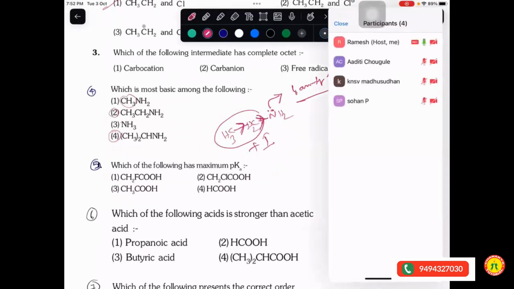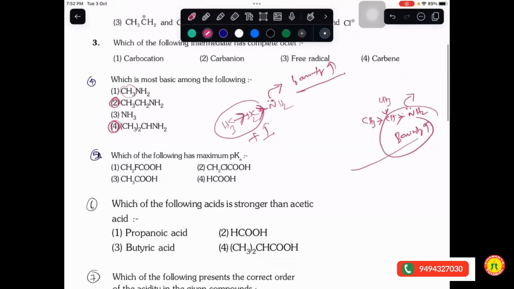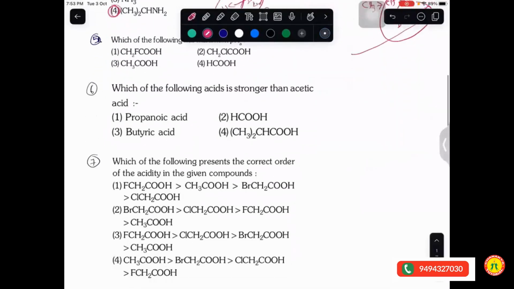Sohan, Madhusudan, good evening, everybody. Do you have any doubts from yesterday? Now come to the second and fourth one with more groups. Here, this CH3 and this NH2 are donating more as compared to the second one. Therefore, more electron density on the nitrogen means it can donate the lone pair easily. That means the basicity increases, right? Did you understand, Aditi? Yes, sir. Sohan, do you have any doubts? No? Next one, any other question?